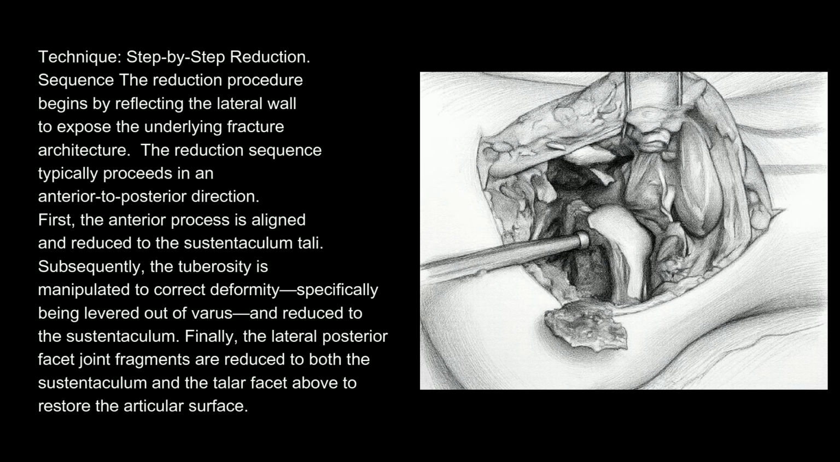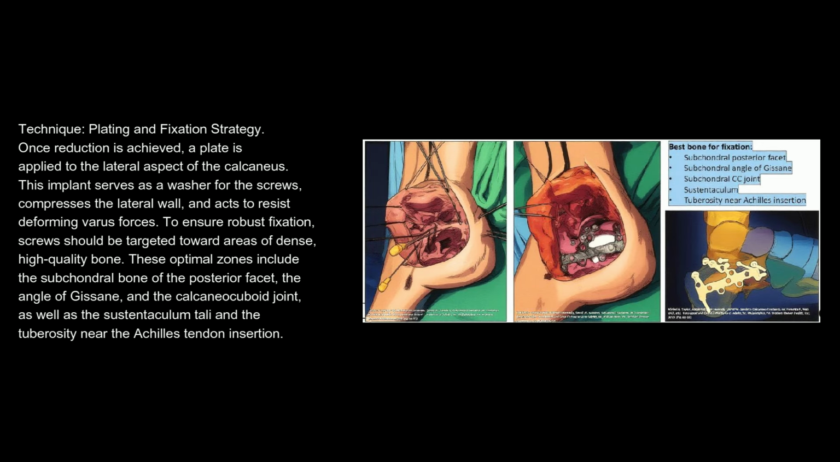Technique. Step-by-step reduction. Sequence. The reduction procedure begins by reflecting the lateral wall to expose the underlying fracture architecture. The reduction sequence typically proceeds in an anterior to posterior direction. First, the anterior process is aligned and reduced to the sustentaculum tali. Subsequently, the tuberosity is manipulated to correct deformity, specifically being levered out of varus, and reduced to the sustentaculum. Finally, the lateral posterior facet joint fragments are reduced to both the sustentaculum and the talar facet above to restore the articular surface.